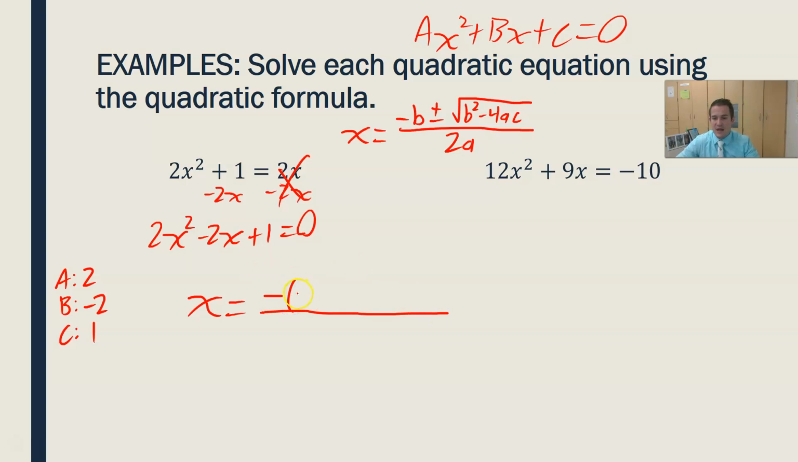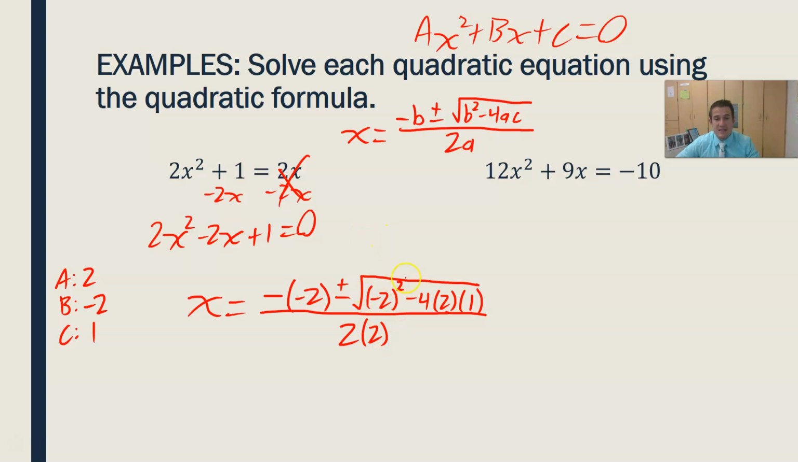Negative b, and b is negative 2, so I'm going to put negative 2 in parentheses there, plus or minus the square root of b squared, negative 2 squared, minus 4 times a times c, all over 2a, or 2 times 2.